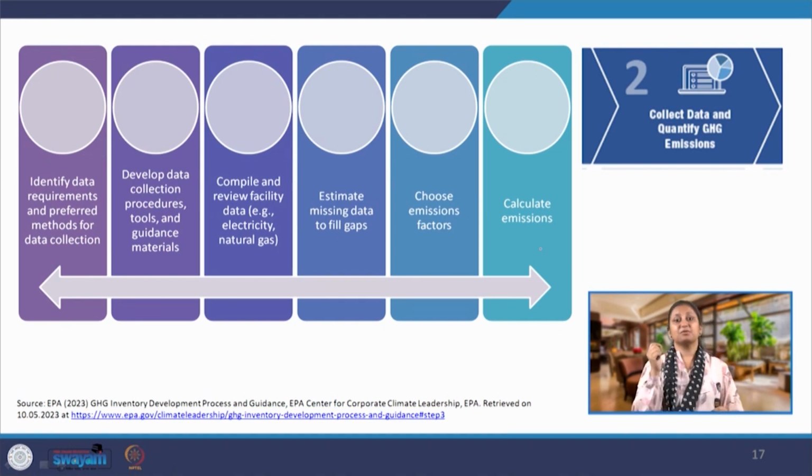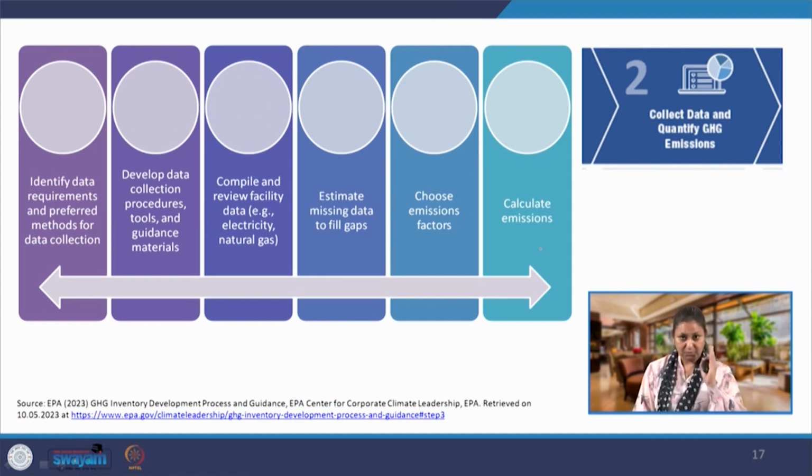We will have some data which will be missing or some data which is inaccurate. Once we go ahead with this process, we would identify where the data is missing or what more data is required, and we will continue to compile that data in the form of this inventory which we have already identified. And as I mentioned earlier, we will choose the emission factors, and finally we will calculate the emissions, which is the second step of this, which is to collect data and quantify GHG emissions.